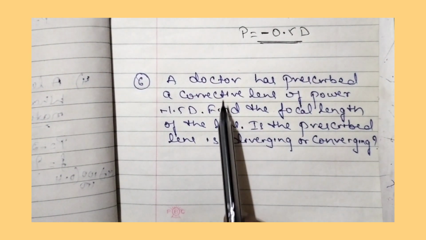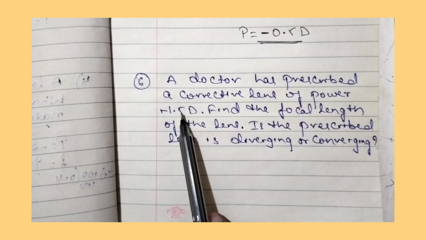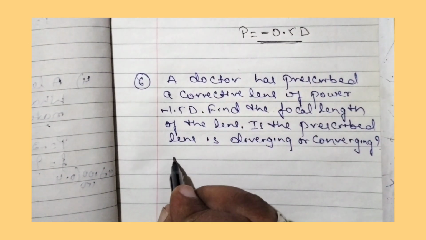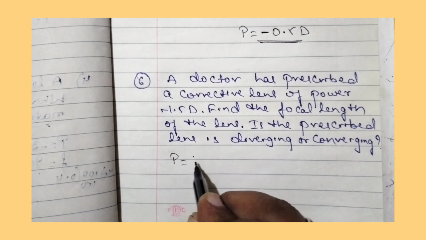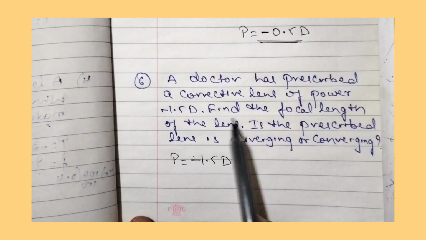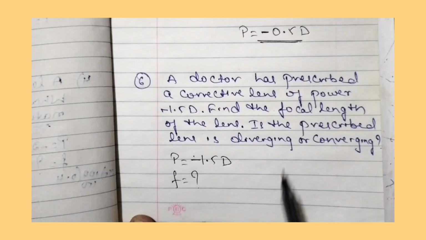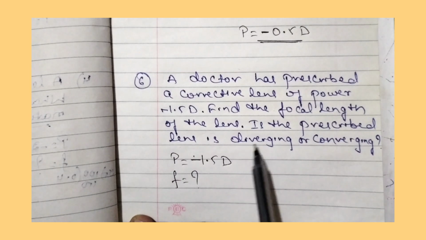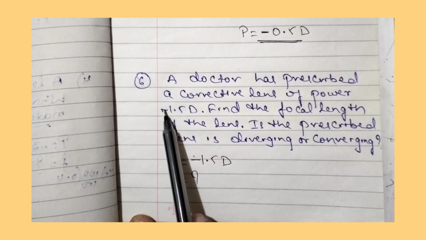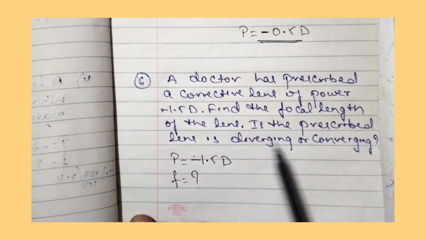Next. A doctor has prescribed a corrective lens of power minus 1.5D. So power is equal to minus 1.5 diopter. Find the focal length. F is equal to question mark. Is the prescribed lens diverging or converging? Since the power is minus, definitely it will be a diverging lens.